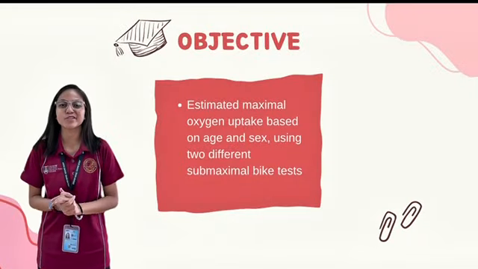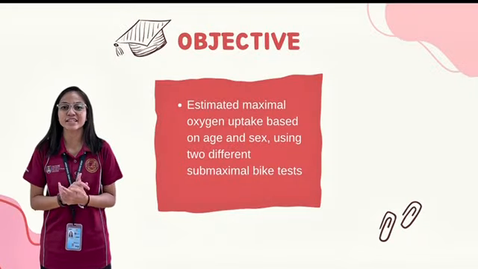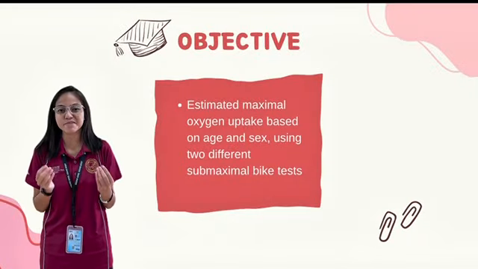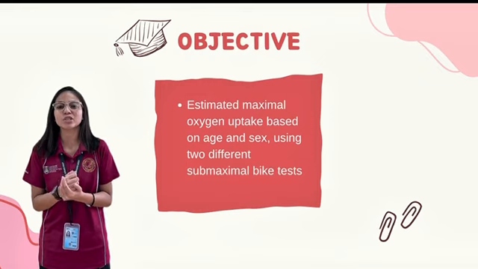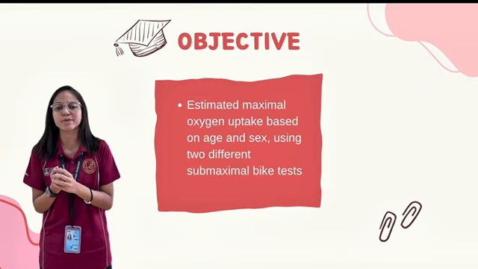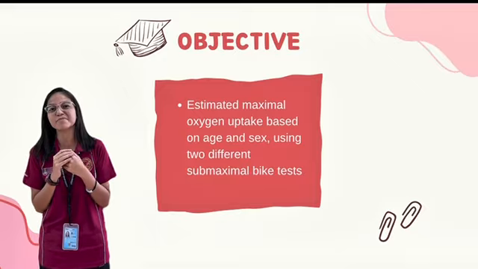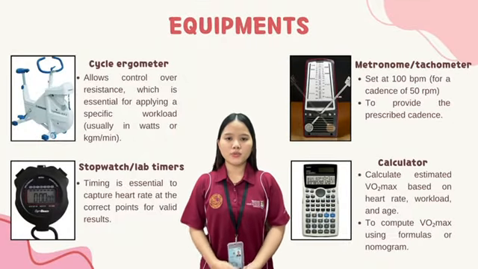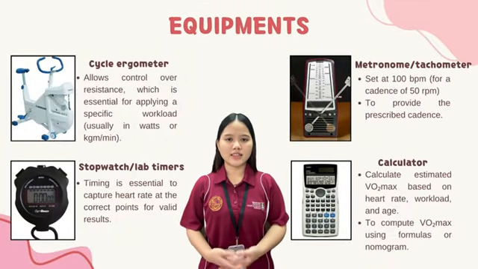Okay, next we go to the objective. The objective of doing this Astrand test is to estimate maximal oxygen uptake based on age and sex by using two different sub-maximum tests. Next, equipment used in the Astrand cycle test.